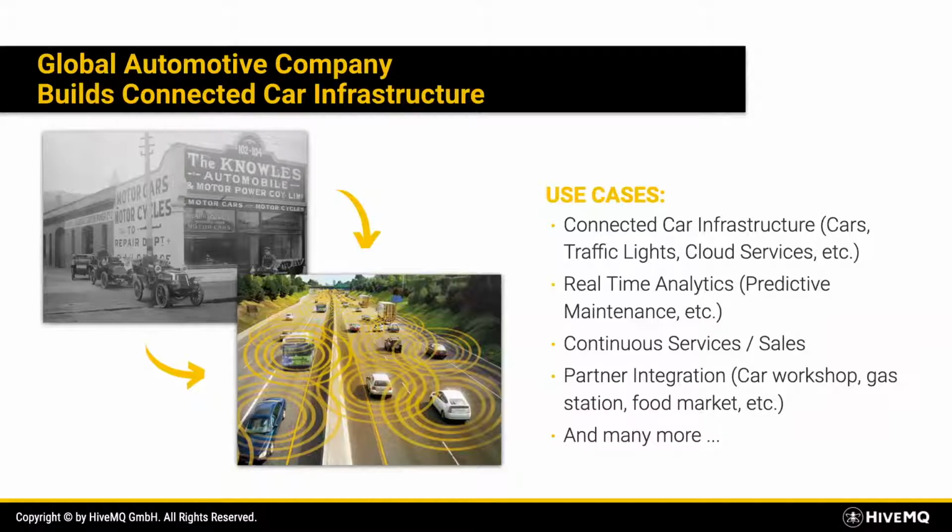Continuous services and sales, which you can also think of as function on demand, is also an ever-growing reality in the connected car industry, allowing customers to put on subscription for special services on the go. And specifically using open standards like MQTT and Kafka makes it relatively easy to also find integration with partners like car shops or gas stations. And of course, as always in emerging technologies, there will be many more use cases to come in the not so distant future.